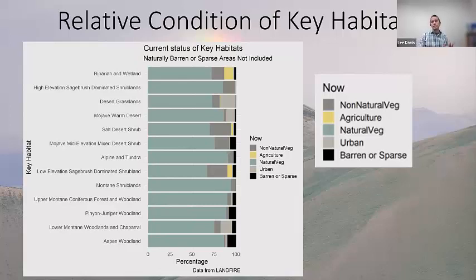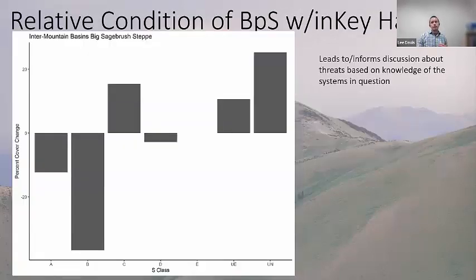But this has been really useful for informing our discussion of threats to ecosystems. It's been kind of at a high level, especially when it comes to anthropogenic disturbance. And it also allows you to dig in a little deeper to the relative condition of biophysical settings within the key habitats to really dive into a more detailed discussion about threats to an ecosystem.